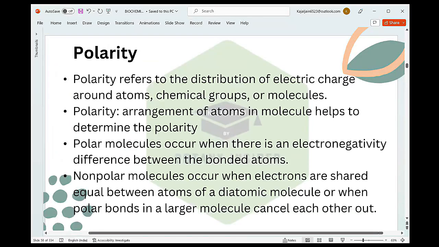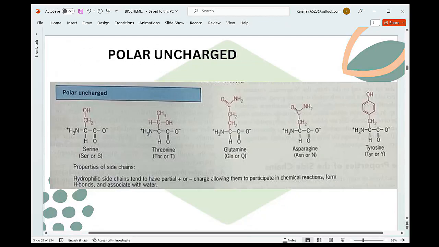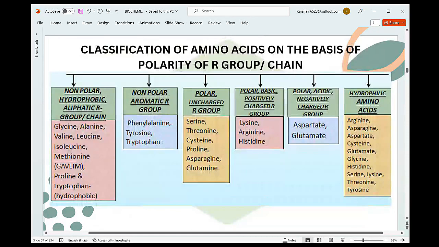Now, let me show you one diagram first. Look over here. We have the classification of the amino acids based upon the property of their R group or R chain.